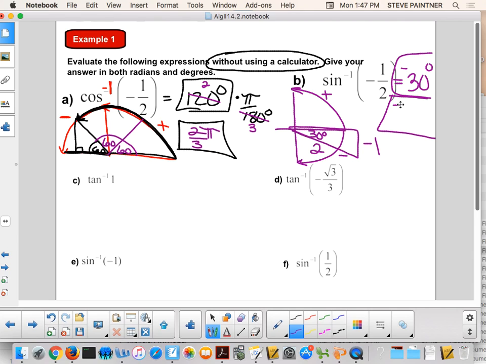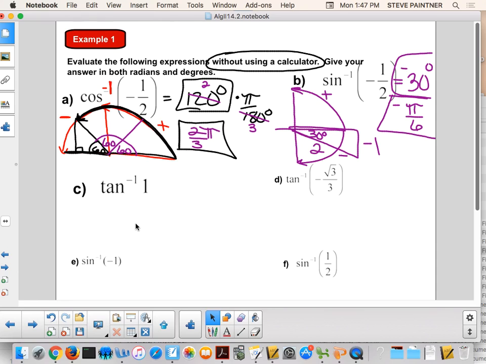How many 30s go into 180? 6. We're counting by 6. Well, we only went 1 30 degrees, so it's going to be 1/6. Again, if you can't do that, you're going to have to multiply by pi over 180 and do it the long way. Okay, next. Inverse tangent of, is it just 1?